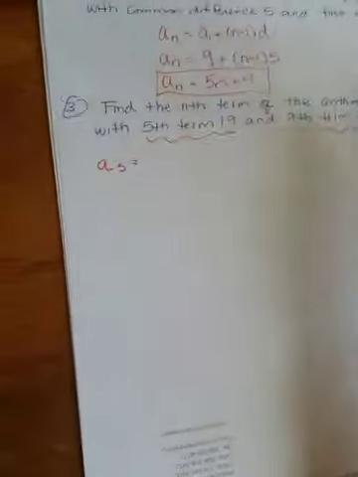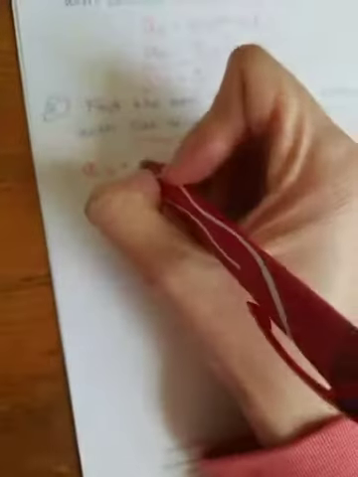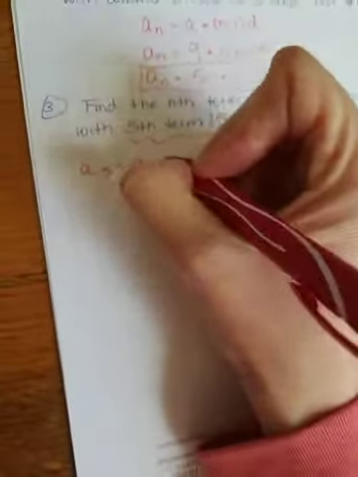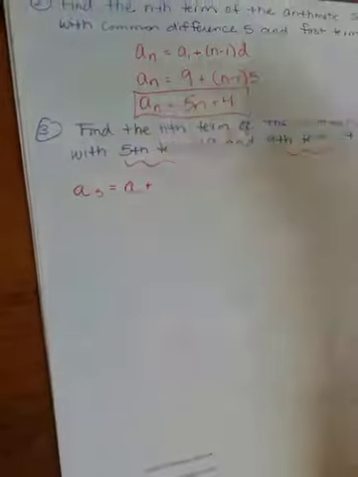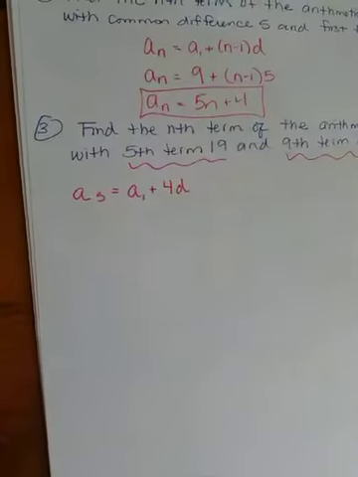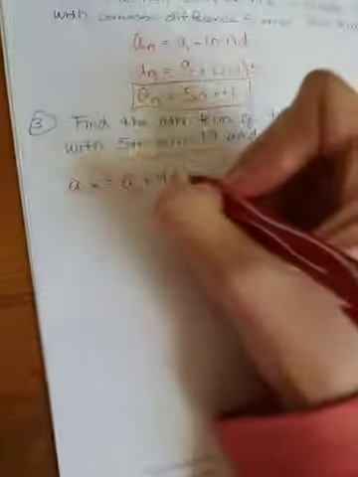All right, so if we know a sub 5 is equal to 19, let's write it in terms of an arithmetic sequence. So a sub 5 would be a sub 1 plus how many common differences would you have to add to go from a sub 1 to a sub 5? Well, it would be 4d. That goes back to our equation that I derived on the other side. And I know that that's 19.